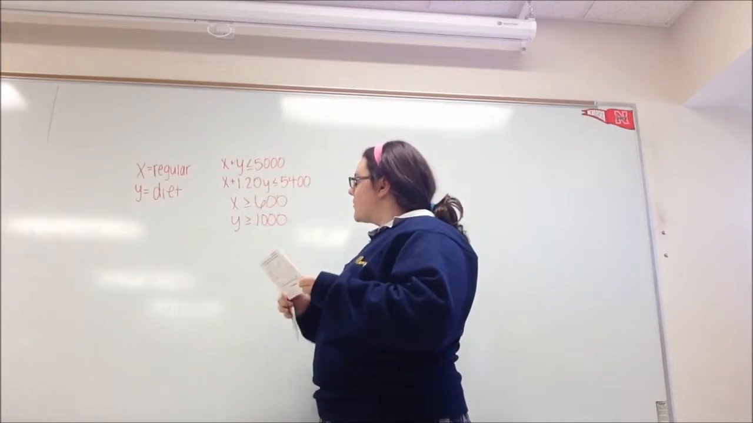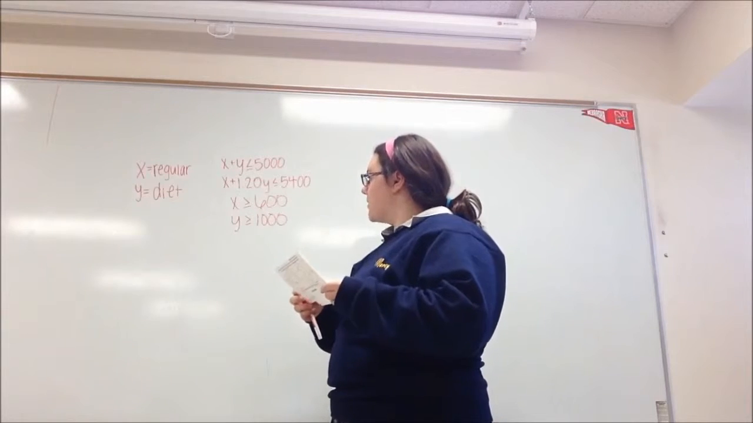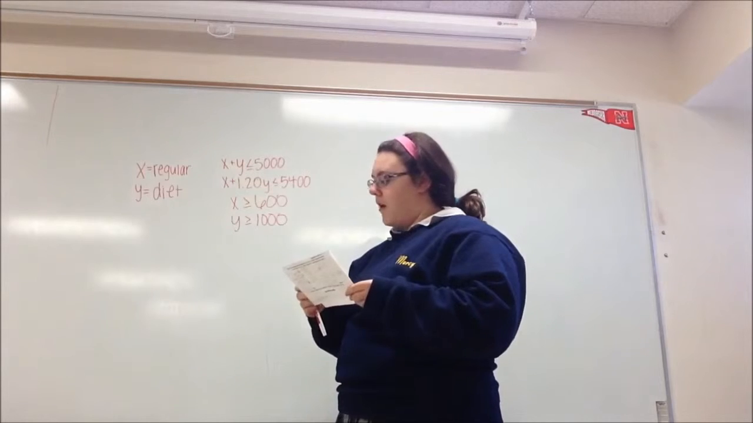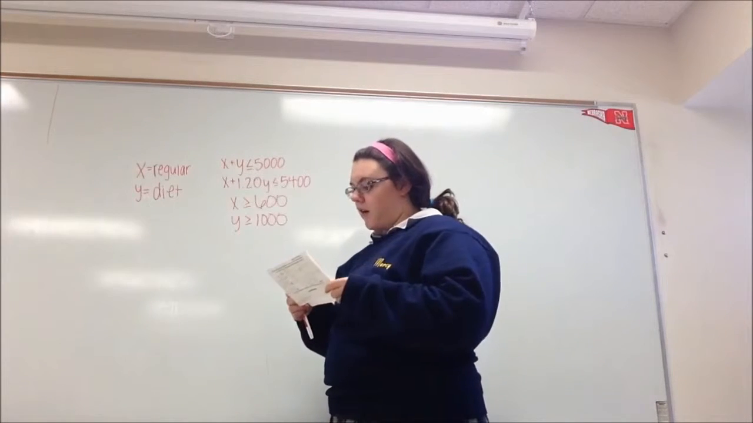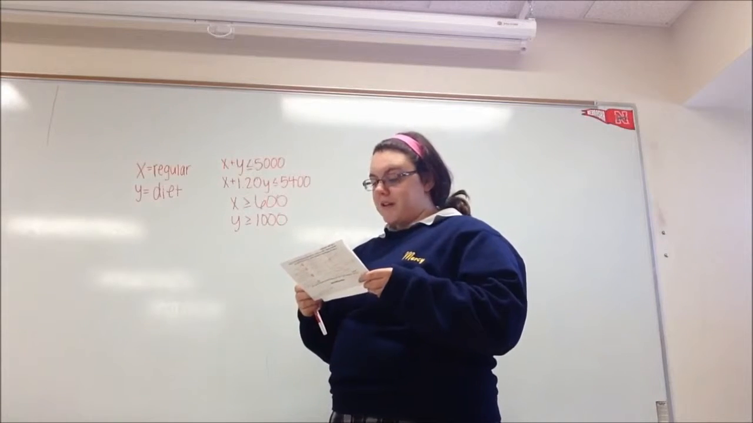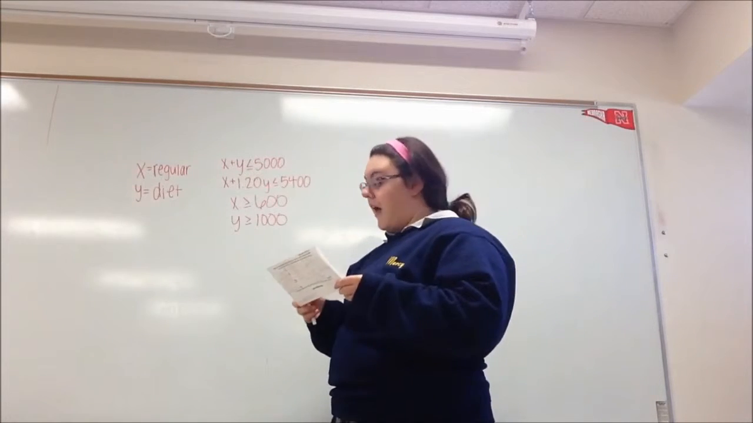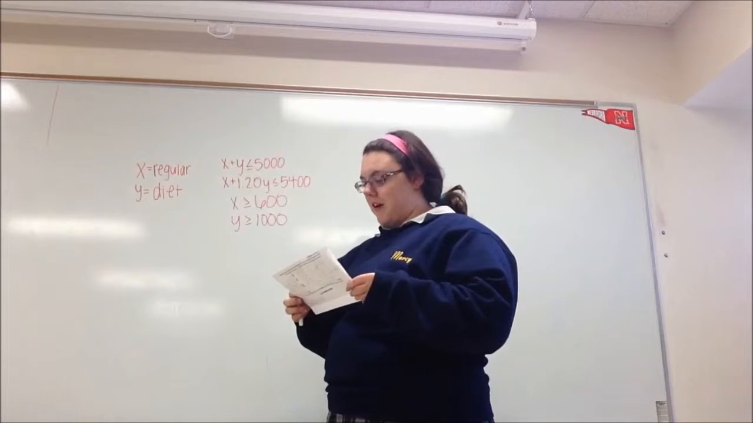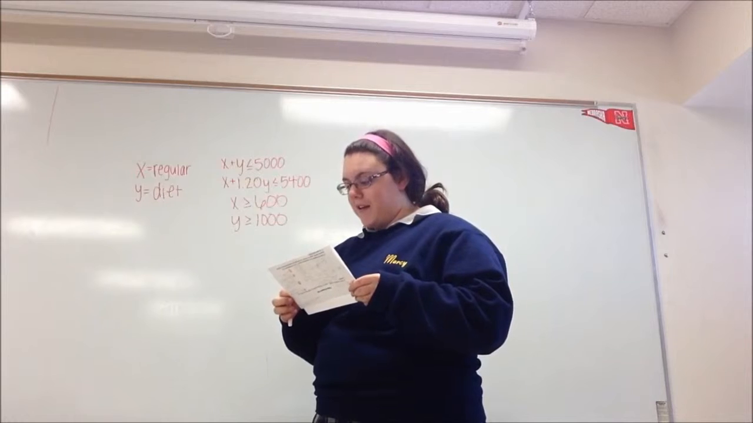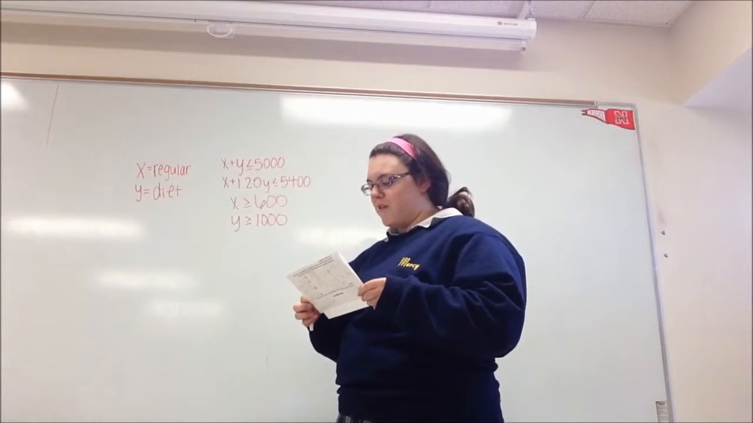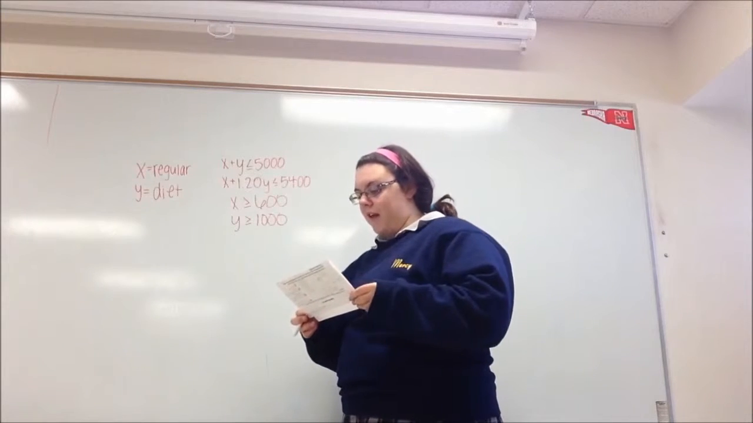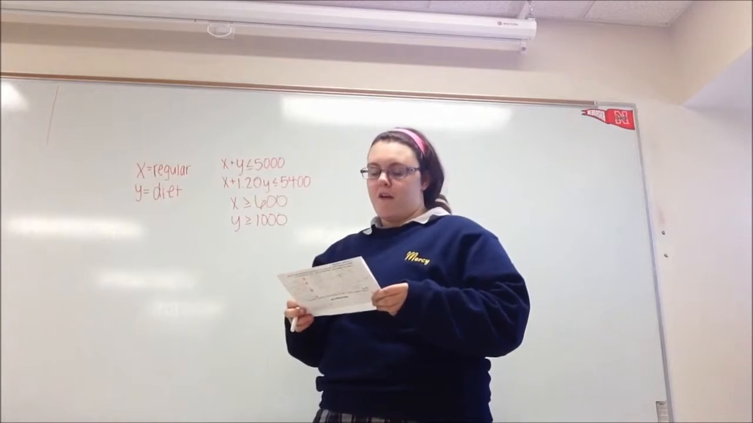And our next one is x plus 1.20y is less than or equal to 5,400 because it costs $1 to make a carton of regular and $1.20 to make a carton of diet. X is greater than or equal to 600 because you have to make at least 600 cartons of regular, and y is greater than or equal to 1,000 because you have to make at least 1,000 cartons of diet per day.